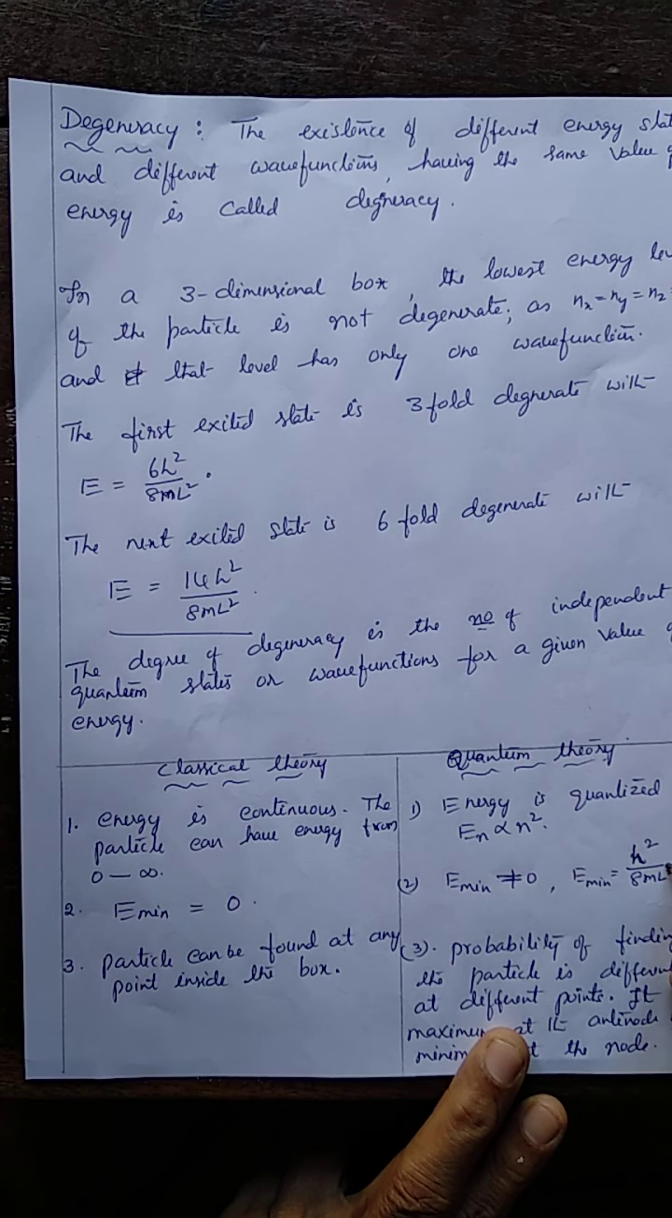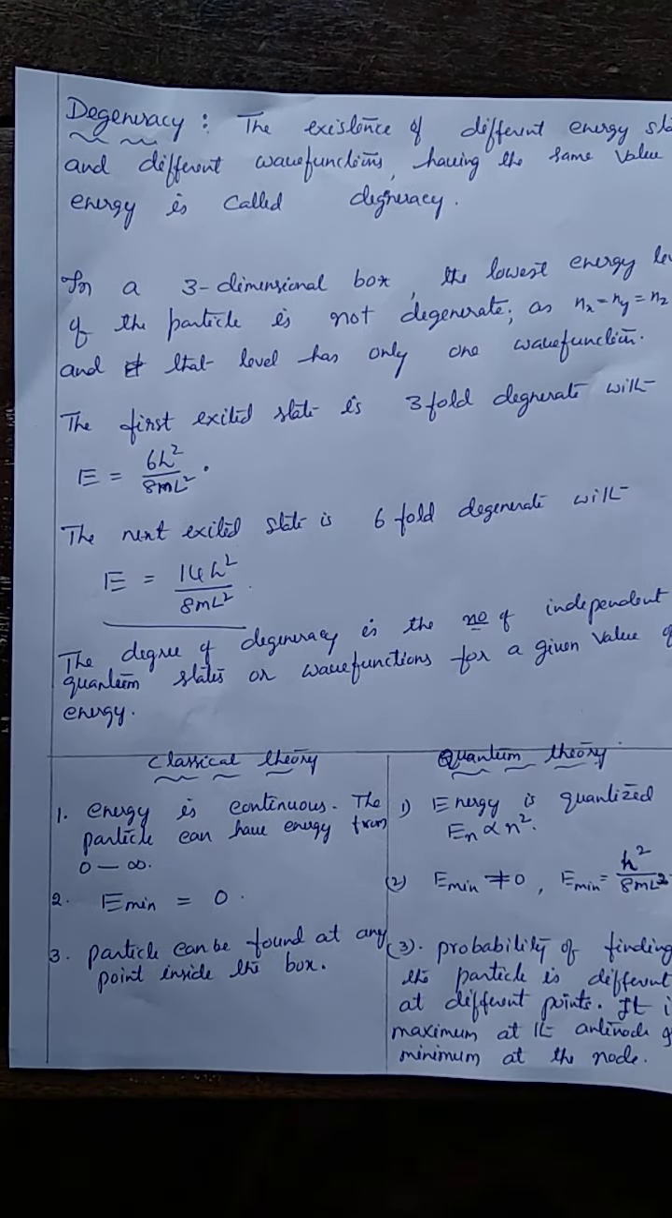The third difference is, in classical theory the particle is not bounded; there is no restriction on the particle. Already we have seen the free particle. There the particle can be found anywhere. If you consider the box, according to classical theory you can find the particle with equal probability everywhere inside the box. There is no case where at one point it is more and at another point it is less. Such a thing does not exist in classical theory.